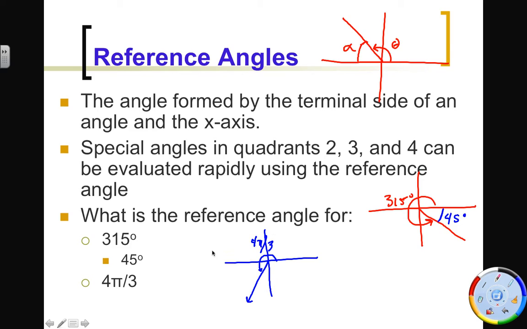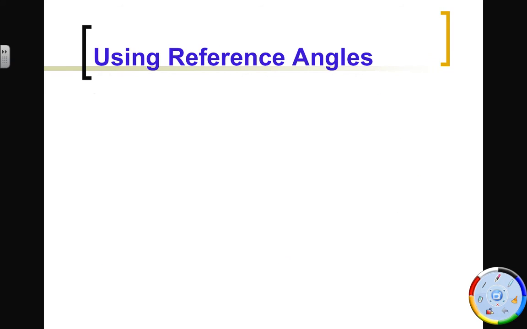So I want to think about 4 pi thirds. Well, I kind of gave you the answer as I was doing the counting, if you were paying attention. I had 1 pi third, 2 pi thirds, 3 pi thirds, which was on the axis, and I had to go 1 more pi thirds. So the reference angle here is pi thirds. Yes, it's a 60-degree angle, and yes, we could use things we know about 60 degrees for sine and cosine and tangent. All right, so reference angles aren't difficult, but they come in handy when we want to evaluate things.